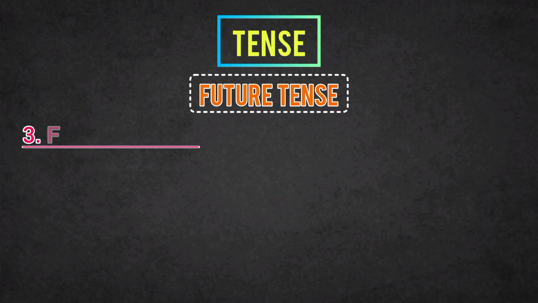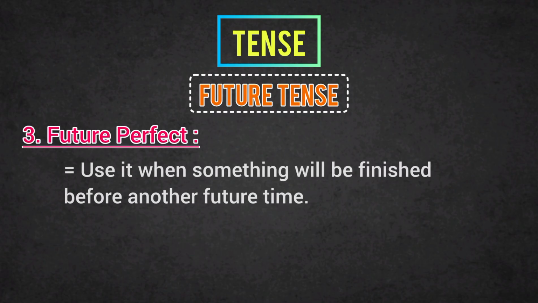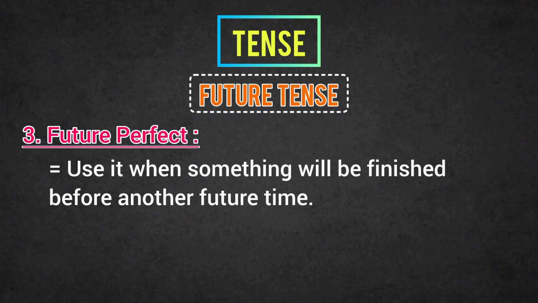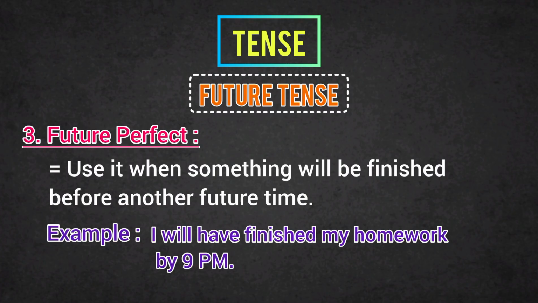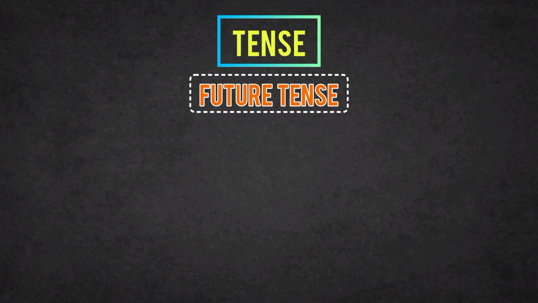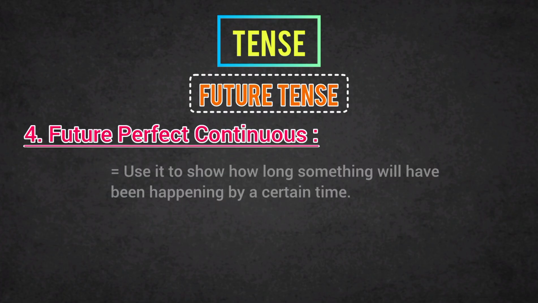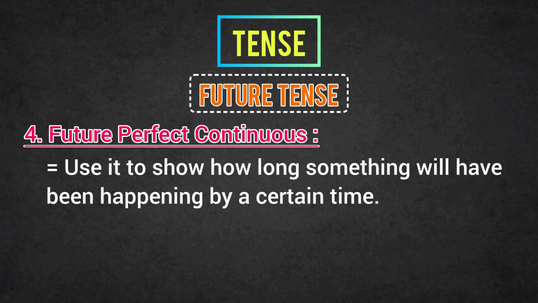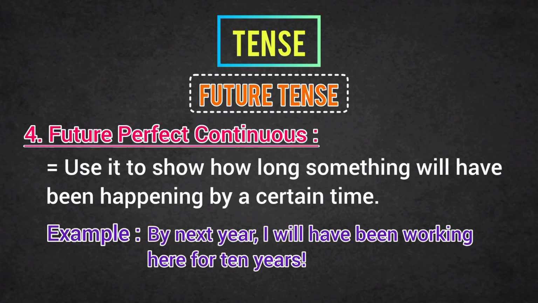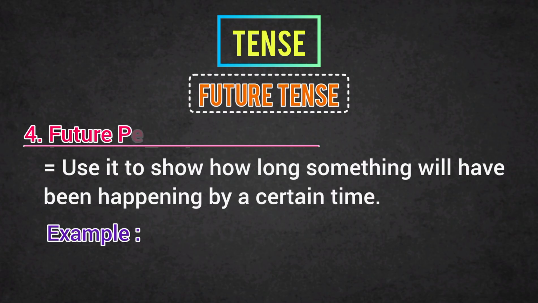Number 3, future perfect. Use it when something will be finished before another future time. Example, I will have finished my homework by 9 p.m. Number 4, future perfect continuous. Use it to show how long something will have been happening by a certain time. Example, by next year, I will have been working here for 10 years.